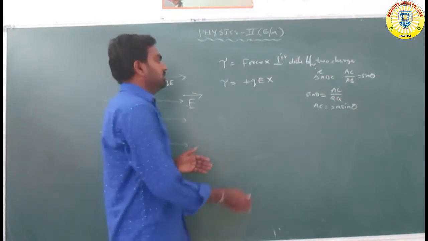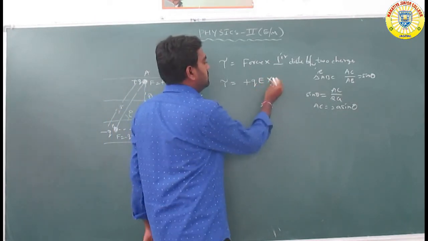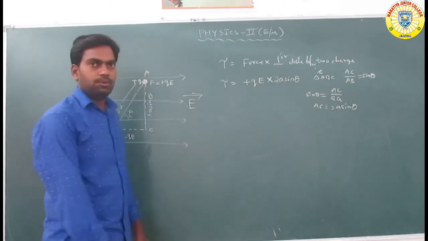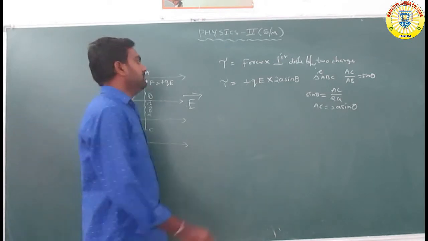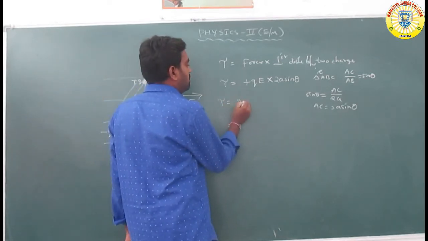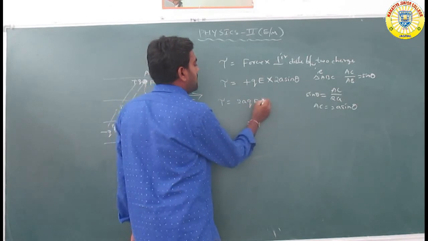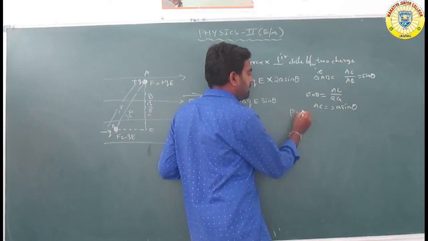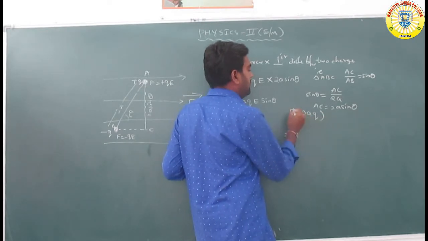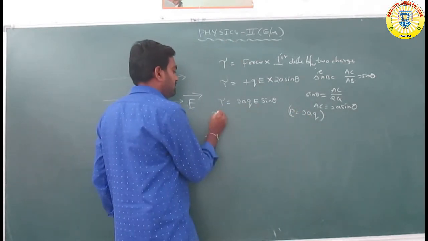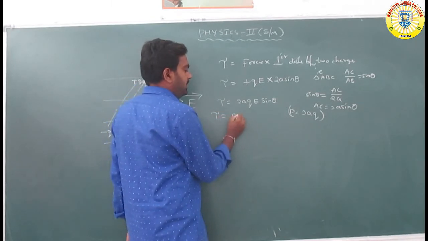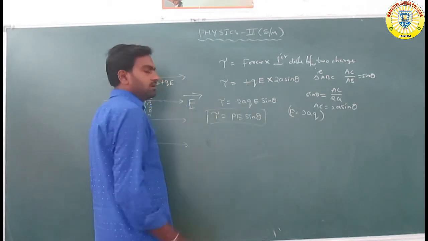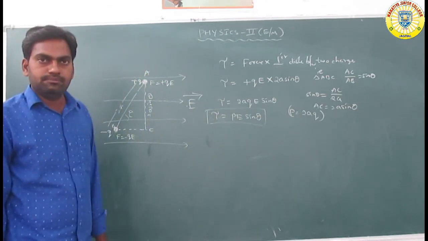Now substituting this value in the equation, the torque tau is equal to 2a qE sin theta. The dipole moment p is equal to 2aq, so substituting in the equation, torque tau is equal to pE sin theta. This is the torque acting on the dipole.